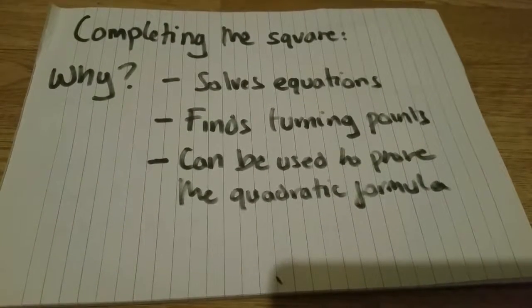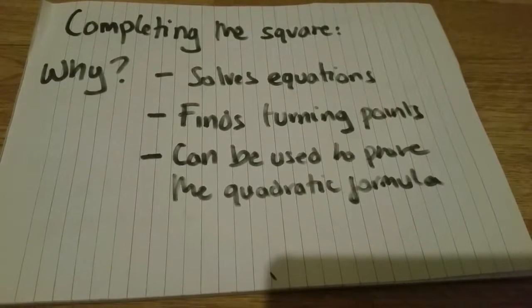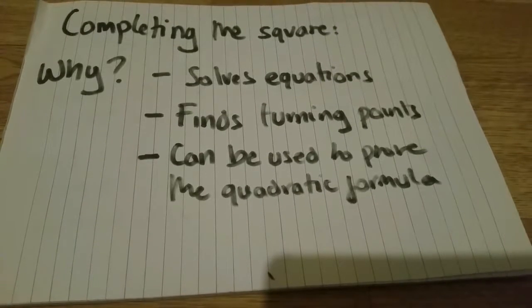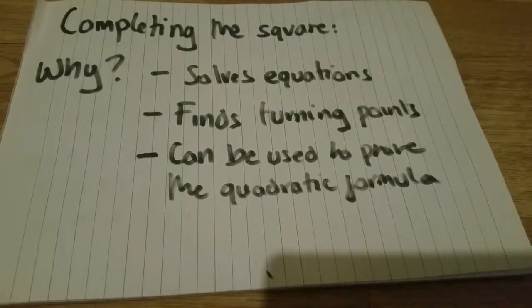Well, pretty simple. It does three things for you. It solves equations for you, potentially faster than the quadratic formula, and can be used whether things factorize or not. You could use it to find turning points in the graph, so let's just define turning points here.